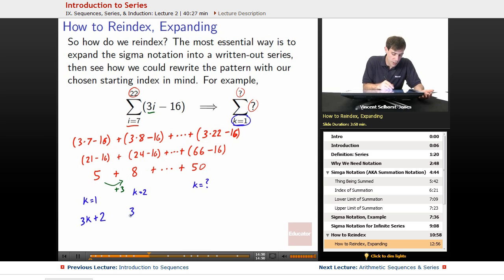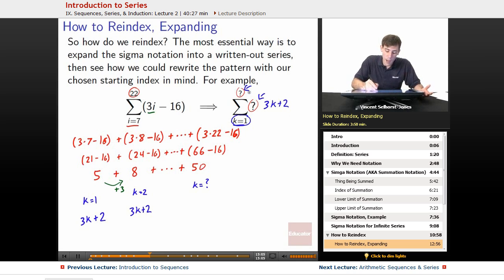Here, would 3k plus 2 work as well? So 3k plus 2 here, we plug in 2, 3 times 2, 6 plus 2, 8. Hey, that checks out as well. So it looks like it's going to be 3k plus 2 here, so we'll have 3k plus 2 for that part right there.